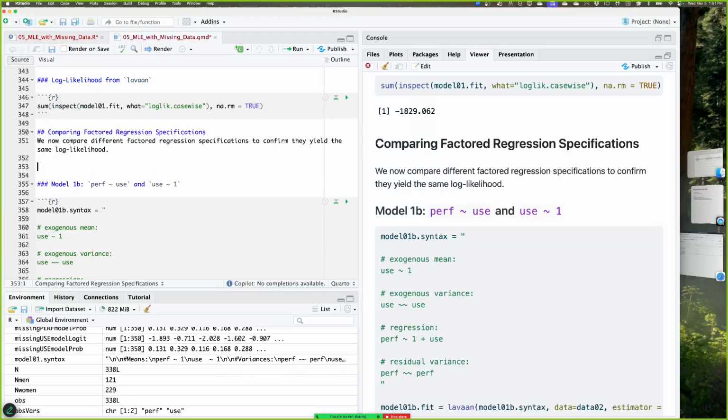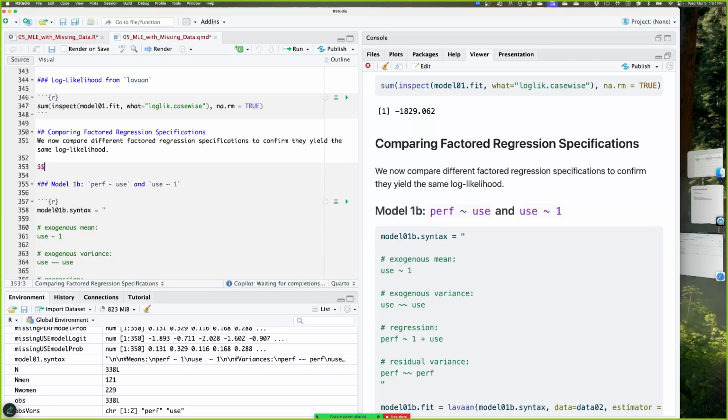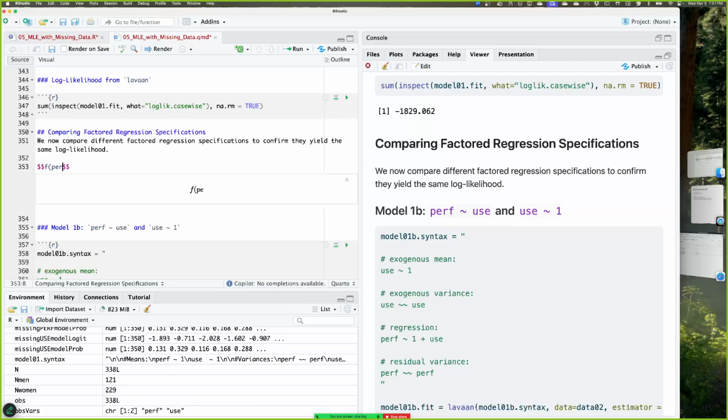So the idea is this. What would happen if we said that our previous model did this? It basically looked at the likelihood function of performance and usefulness together, used that, and optimized lavaan to figure out the maximum of the parameters it needed.